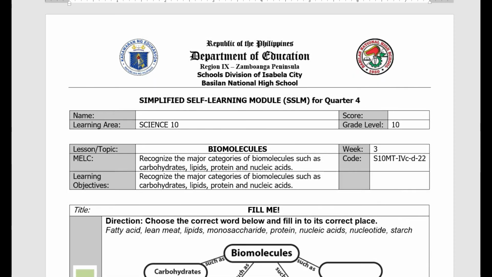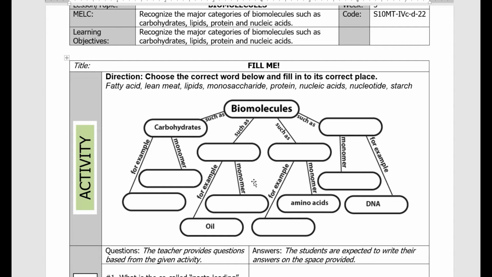Hi, this is another simplified self-learning module for quarter 4, week 3. This is all about biomolecules. In this particular activity, you just have to choose the correct word below and fill into its correct place. You have the fatty acid, lean meat, lipids, monosaccharide, protein, nucleic acid, nucleotide, and starch.